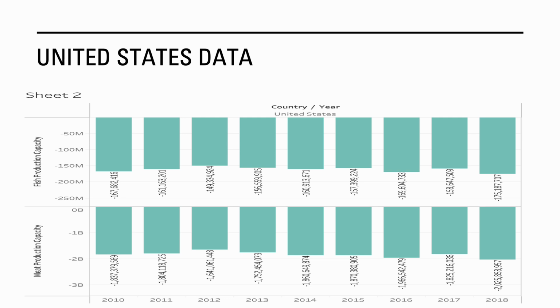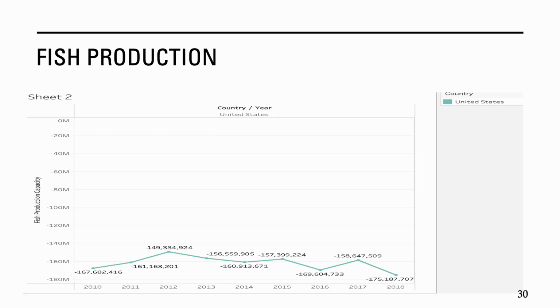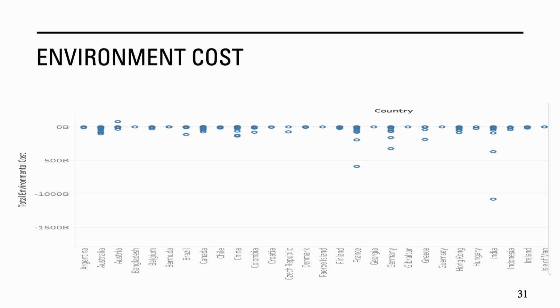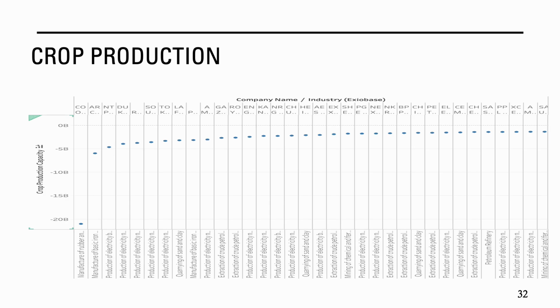United States data is represented here in fish production capacity and meat production capacity. Fish production capacity is represented here. This represents fish production capacity. Environmental cost is represented here for each country. Crop production capacity is represented here, and this represents soil degradation, air pollution, and climate change. The industry that is highest is manufacture of rubber. The second highest is manufacture of basic iron.